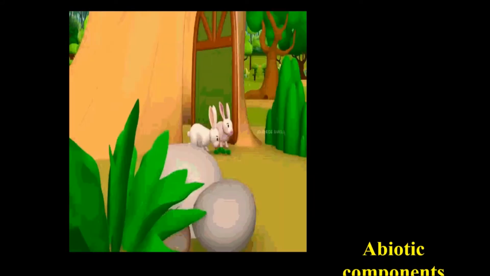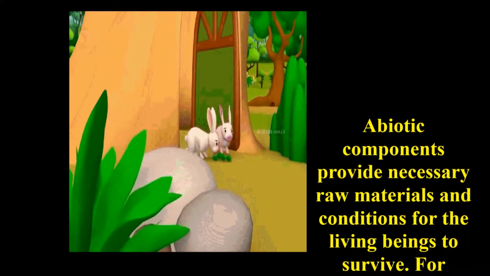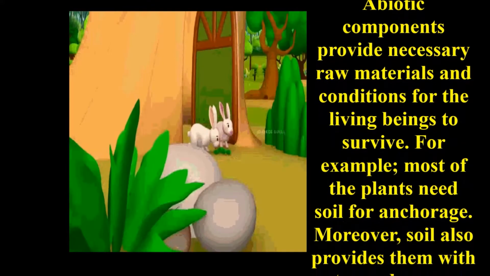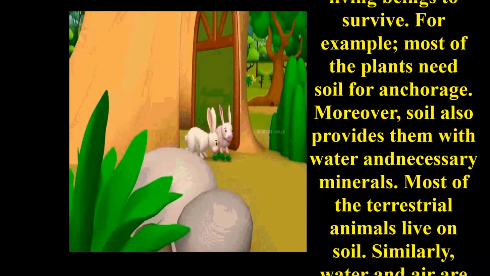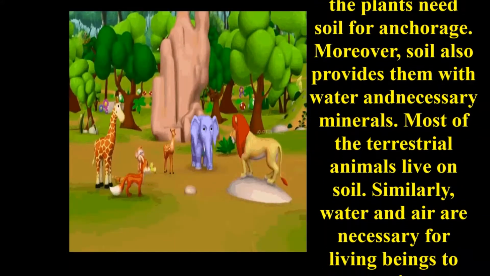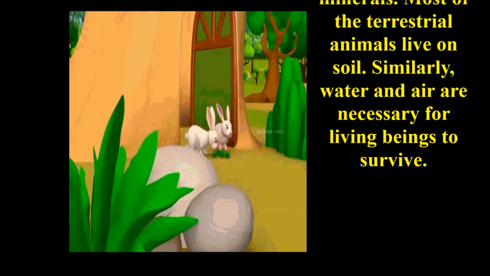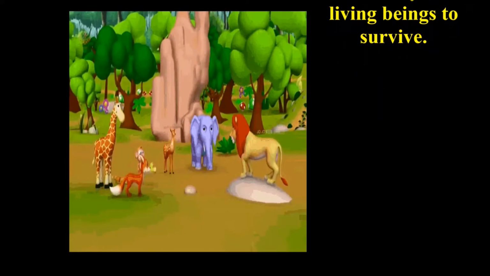Abiotic components provide necessary raw material and conditions for the living beings to survive. For example, most of the plants need soil for anchorage. Soil also provides them with water and necessary minerals. Most of the terrestrial animals live on soil. Similarly, water and air are necessary for living beings to survive.